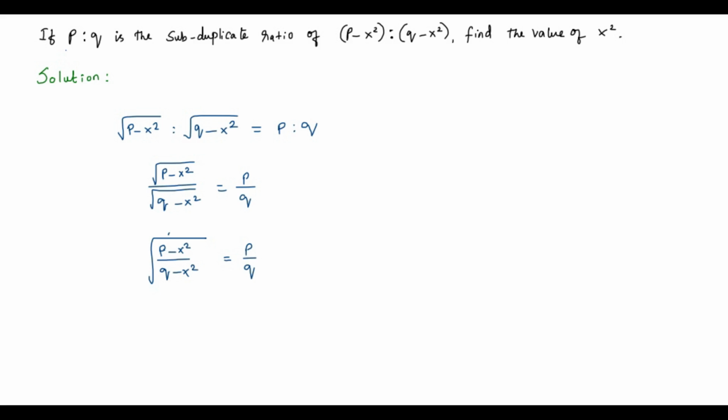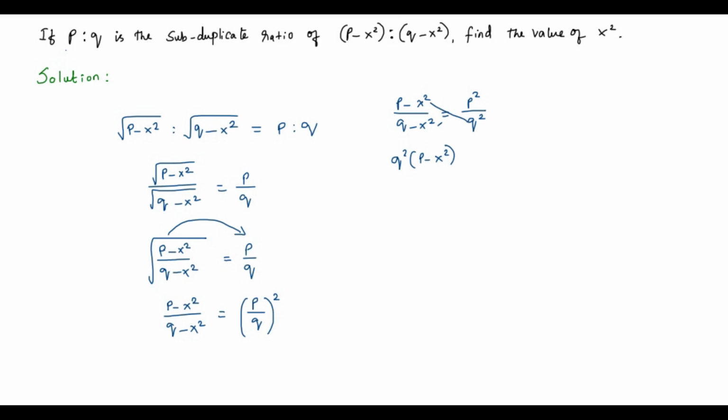So square root of P minus x square divided by Q minus x square is equal to P divided by Q. Now we have to take the square root to the right side of the equation, that is P minus x square divided by Q minus x square is equal to P divided by Q the whole square. So P minus x square divided by Q minus x square equal to P square divided by Q square. Okay, now we can do cross multiplication, that is Q square into P minus x square, and on the right side P square into Q minus x square.